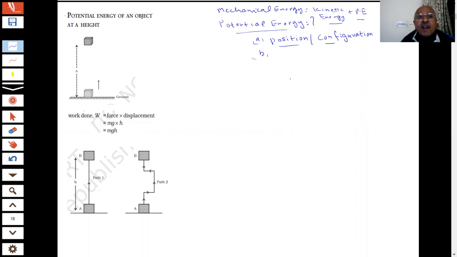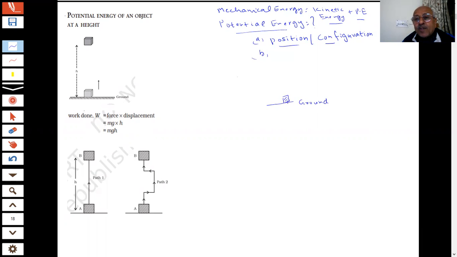Students, you already have a picture on the board, which is telling you what is happening here: we are lifting an object from the ground to the height h, students. Then what will happen? Does the object get potential energy? Yes or no? So what we are doing? This is our ground, student, and this is an object.